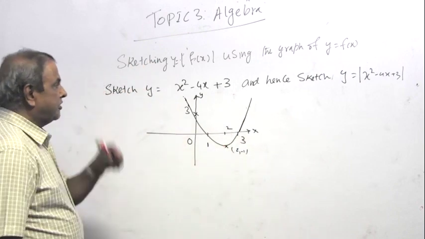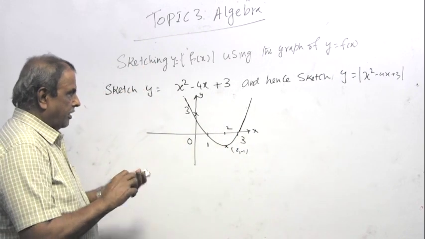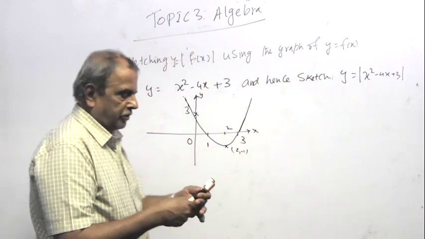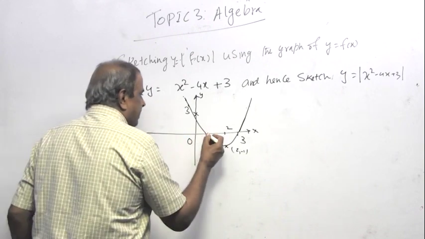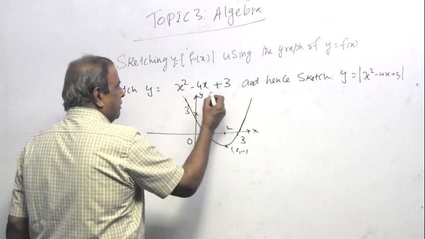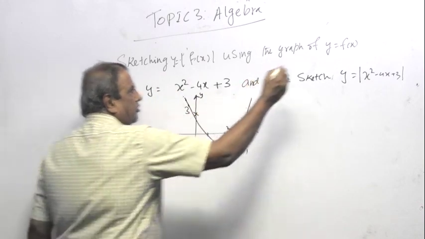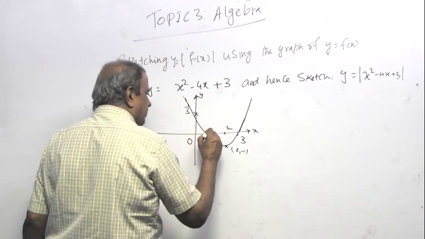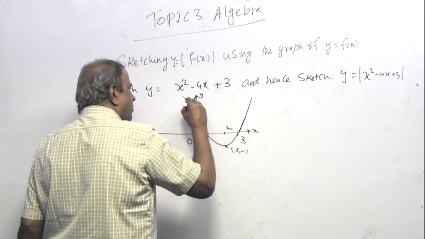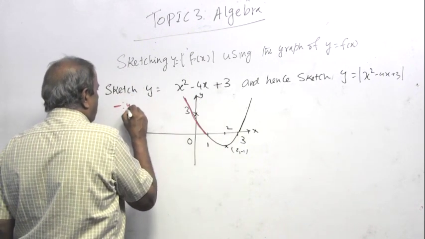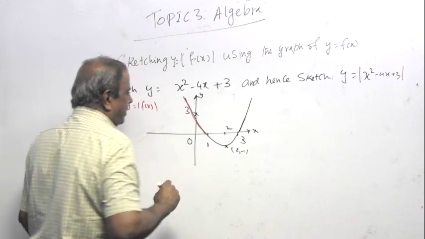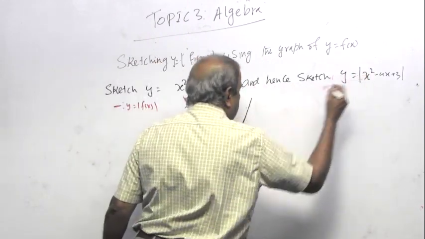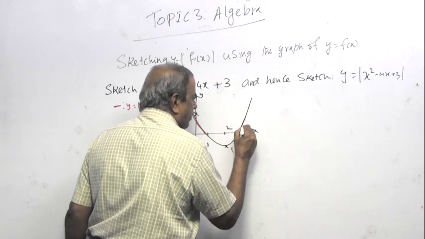What do you mean by modulus of f of x? It means when you put the values of x and get the values of y, consider the modulus of those values. For this region of the graph, x squared minus 4x plus 3 is positive. So modulus of x squared minus 4x plus 3 will also be positive. So this bit of the graph does not change. The red one is y equal to modulus f of x. Similarly, for any value of x more than 3, that is positive, so the graph remains the same.